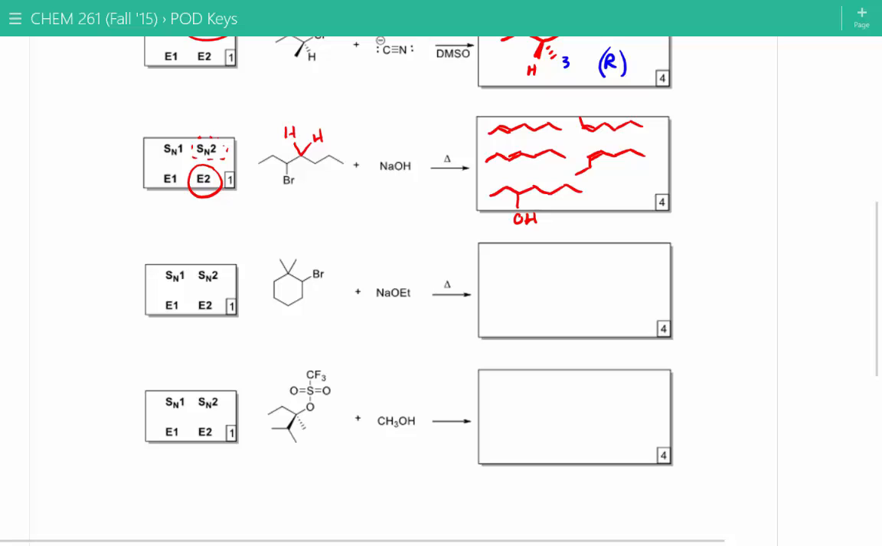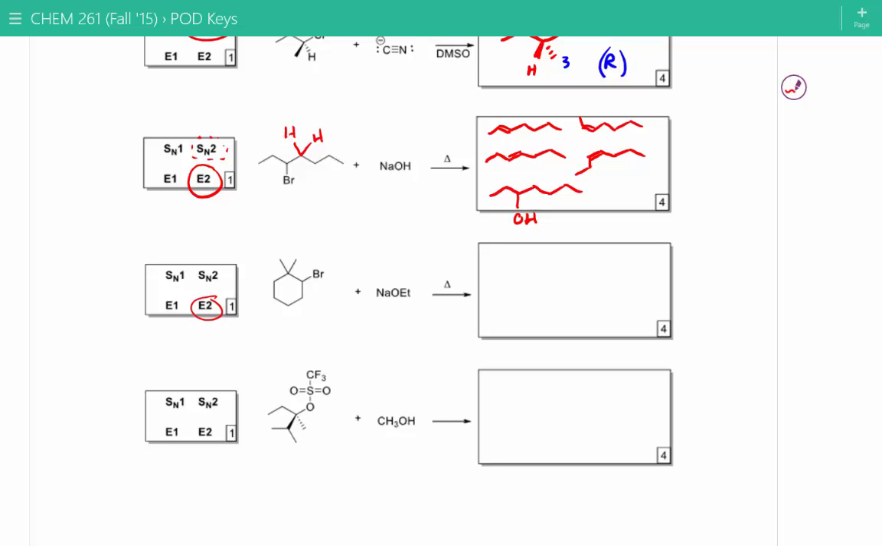The next one, we've got sodium ethoxide, and we've got heat and a secondary electrophile that's particularly hindered because of those two methyl groups. So what pathway would this favor? SN1, SN2, E1, or E2? It's E2. Why do you guys think it's E2? Because of the NaOEt. Yeah, so it's a good base.